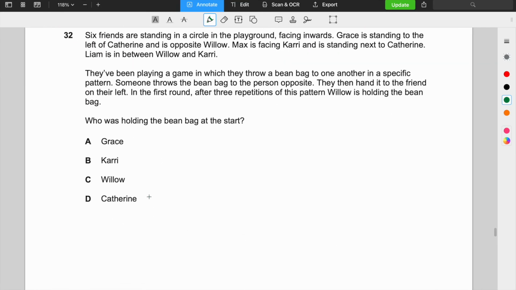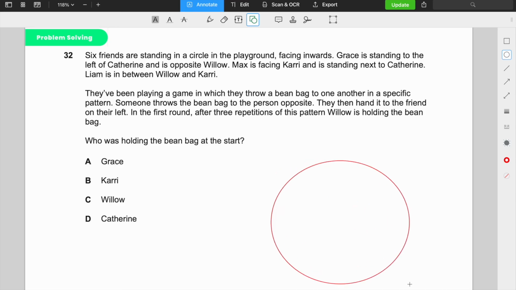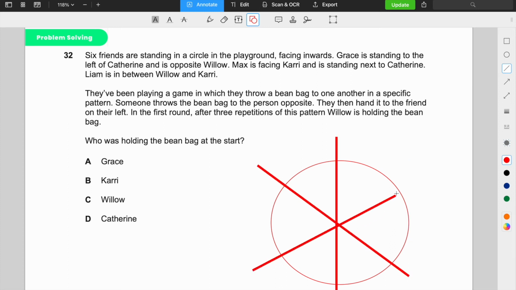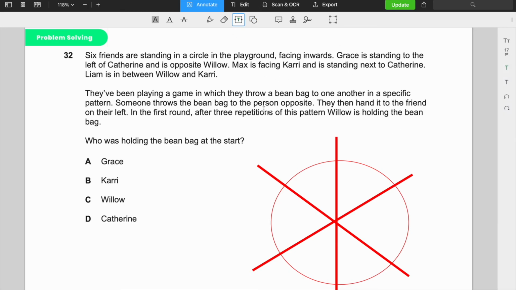Question 32. So for this one, draw a diagram. Okay, it's almost like a spatial reasoning question. So I always say when you have 6 people in a circle, just draw a circle and then just draw 3 lines like this to divide it into 6 equal sections. Okay, so the first person you put down in the circle doesn't really matter, but everyone else you have to be conscious of their position.